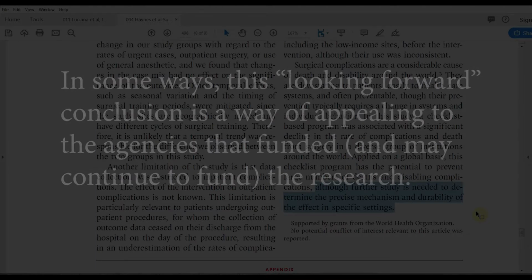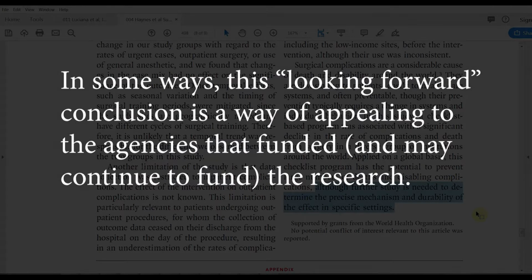But there is another slightly more cynical interpretation, and that is that they are saying to their funding agencies, we still have valuable work to do. We are not done with this work. Please keep the funding dollars rolling, because we've got another study planned. We've got unanswered questions, and we're going to put your money to good use in the future trying to answer those questions.